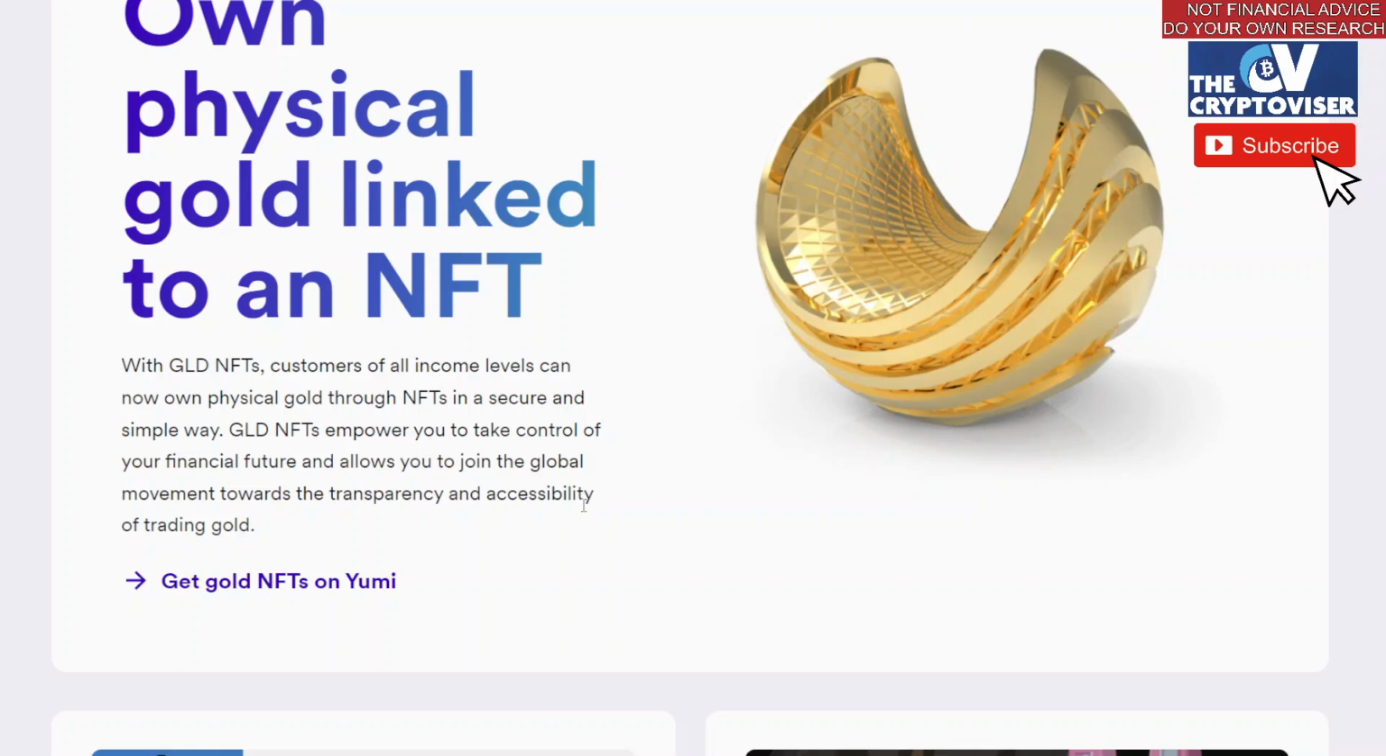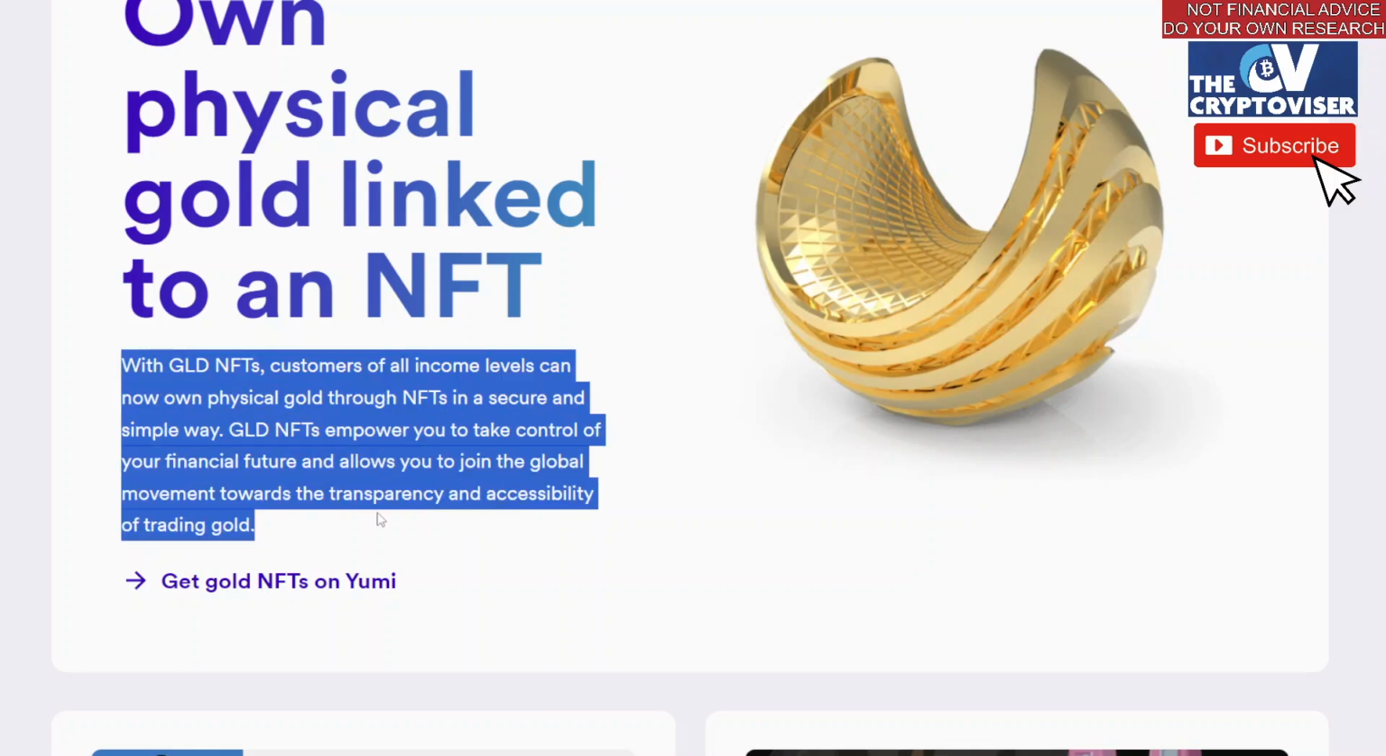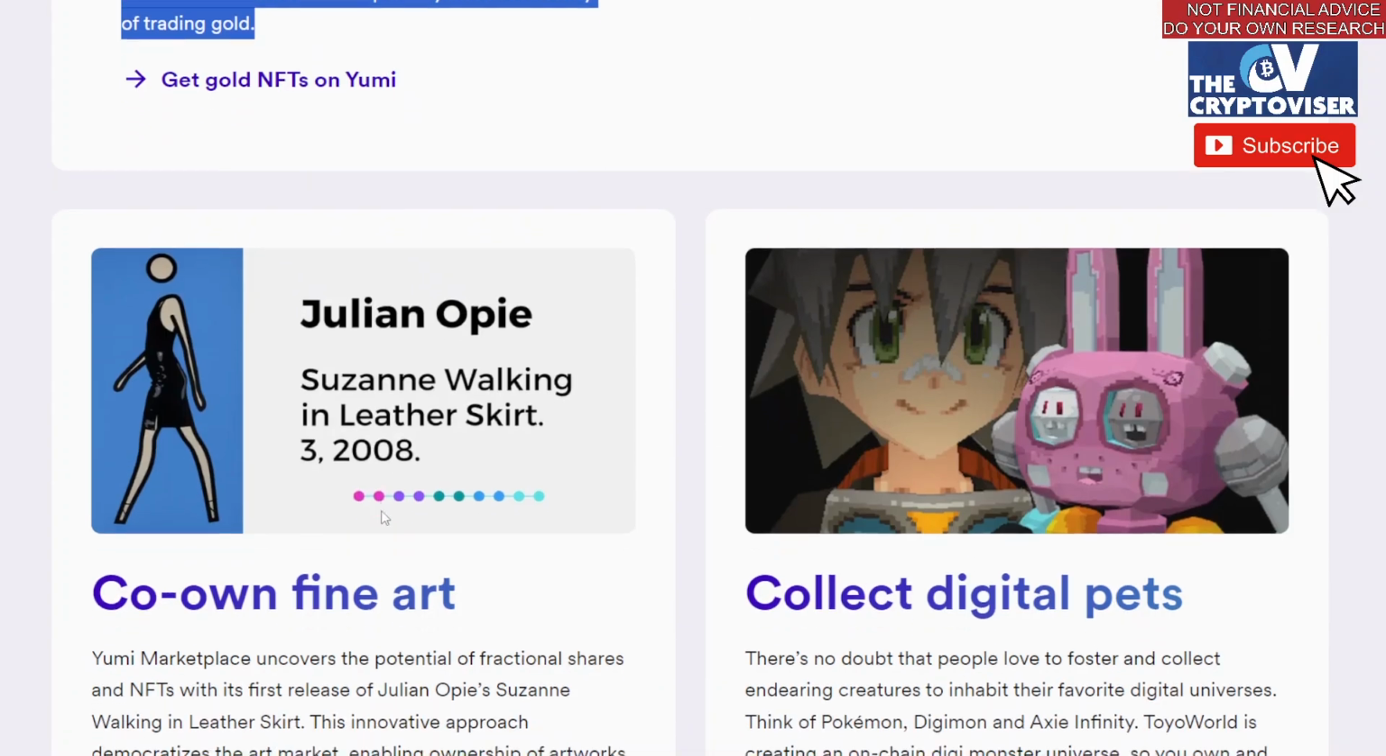But when we're breaking down the individual aspects and categories of the blockchain, clearly NFTs are winning within the ICP ecosystem. With gold NFTs, customers of all income levels can now own physical gold through NFTs in a secure and simple way. GLD NFTs empower you to take control of your financial future and allow you to join the global movement towards the transparency and accessibility of trading gold.